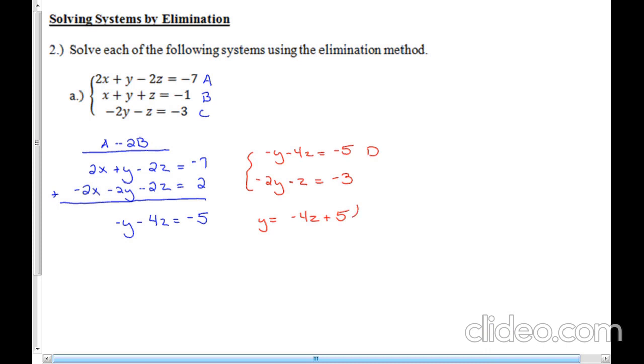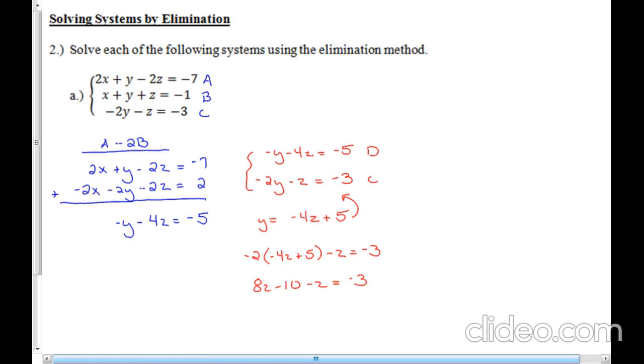Now I'm going to take this and substitute it back into this equation that was C from the beginning. So we just moved C down here. We did not need to change that, but now I can use substitution. So I have negative 2 times negative 4z plus 5, minus z, equals negative 3. Negative 2 times negative 4z would give me 8z. Negative 2 times 5 is negative 10. Still have a minus z there, equal to negative 3.